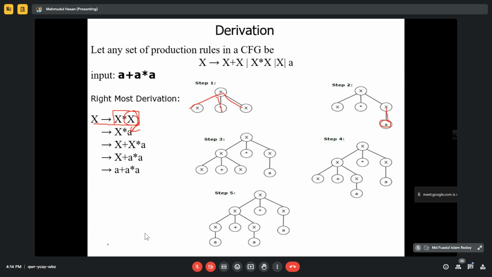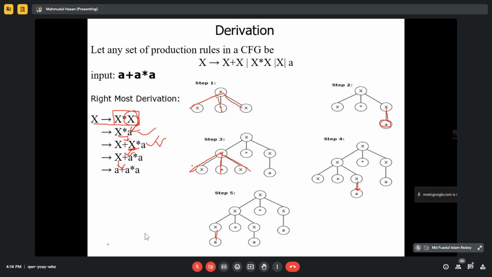Then this one is done. Then you can replace this x with x plus a. How many non-terminals are here? There is more than one non-terminal, so you need to choose the rightmost one, because you are applying rightmost derivation. You need to replace this one with a, then this one with a, then this one with a. So this is the rightmost derivation, and the previous one was the leftmost derivation.